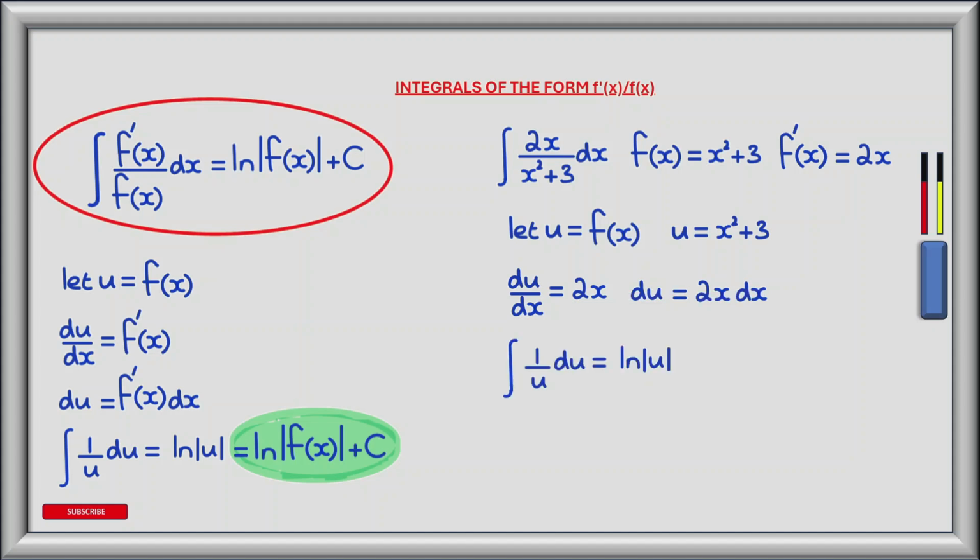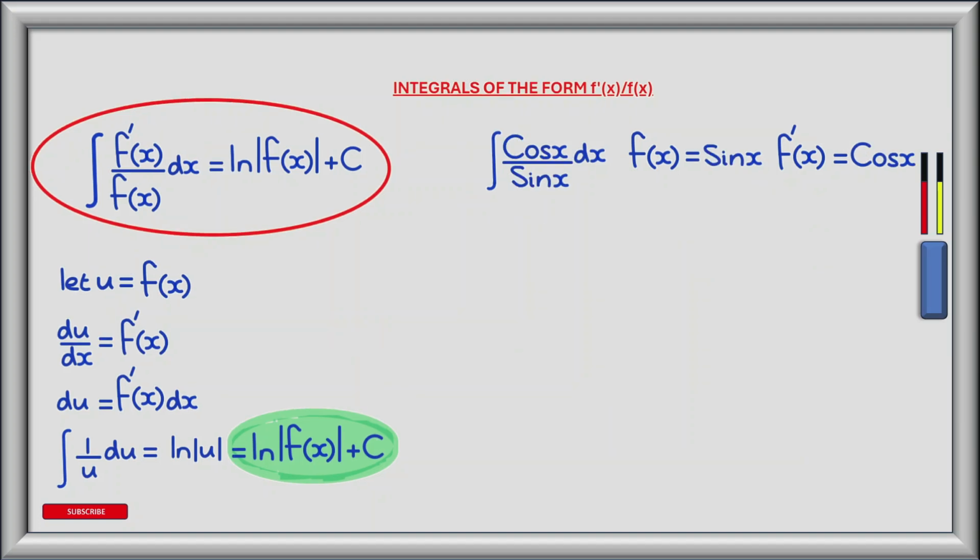If we now make our substitution, we have the integral of 1 over u du, and this evaluates to the natural log of the absolute value of u. And substituting back in for u gives us our final answer of the natural log of the absolute value of x squared plus 3 plus a constant of integration, which we'll call c.